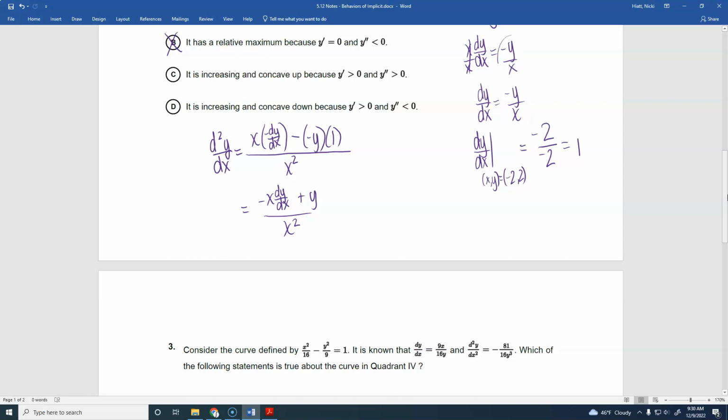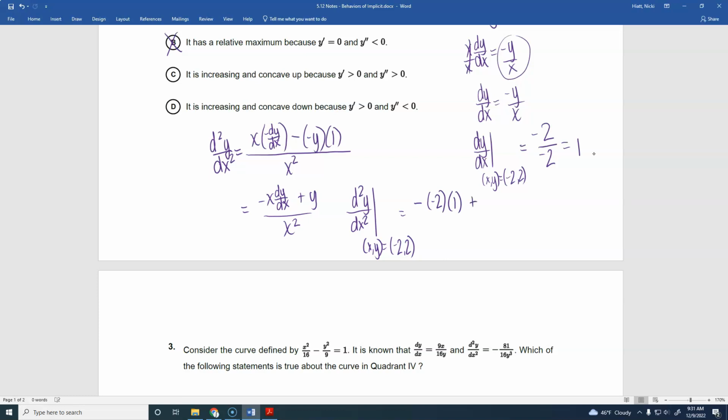You could take y over x and plug it in for your dy/dx. But because we only care at the point, what I would do is I would do the second derivative such that (x, y) equals (-2, 2) would equal, and then you're going to have -x, which is -2, times dy/dx. dy/dx we just found on the last part of this problem, right? We found that it was 1, and we're plugging in that same point, so we can just plug in 1 for that.